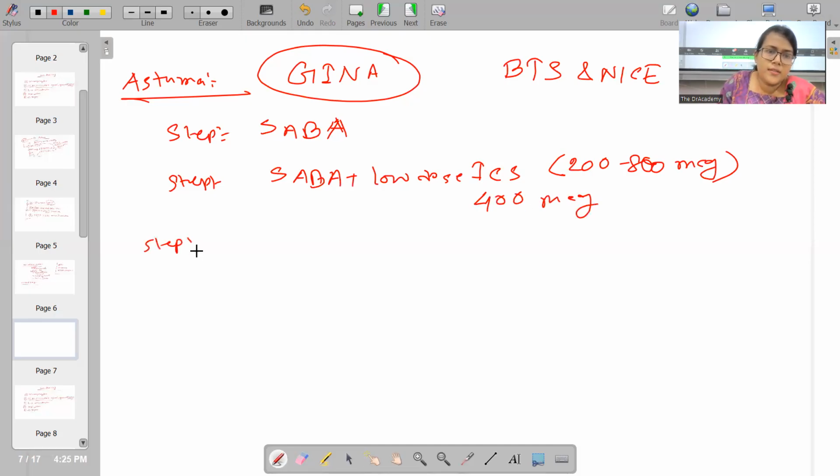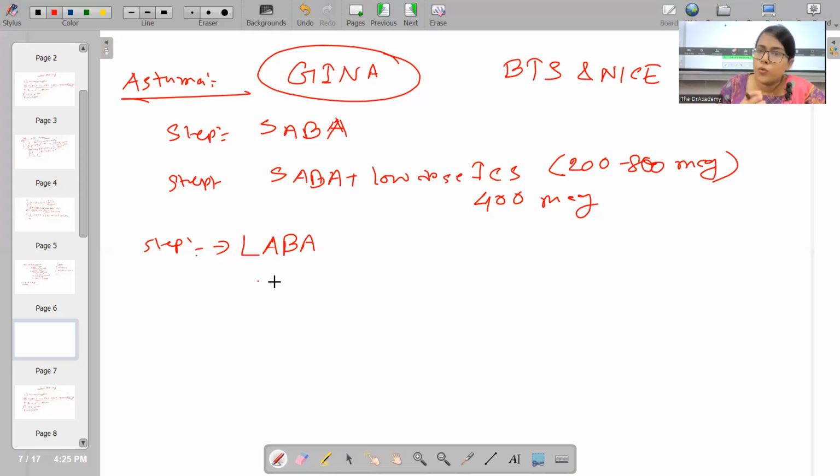Step 3 is if the patient is still showing symptoms or is not well controlled. In that case, you can consider adding a LABA. Okay, Dr. Obhijit, give me one example of LABA. Formoterol, salmeterol, exactly. After starting the LABA, we can see whether the patient is responding to it. If the patient is responding to this step 3 management, we will continue LABA, okay?